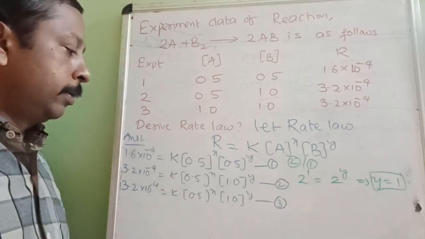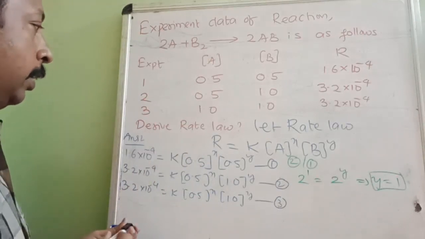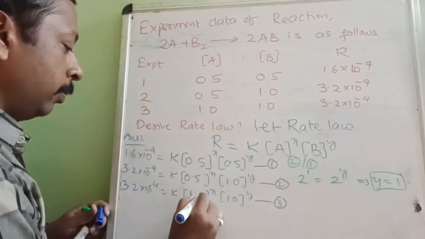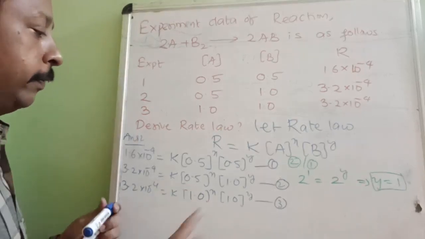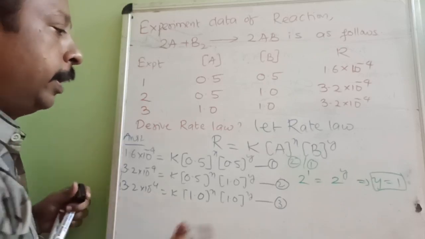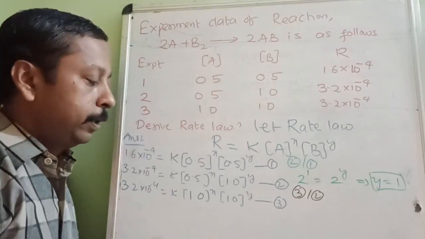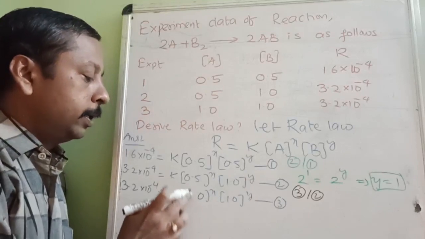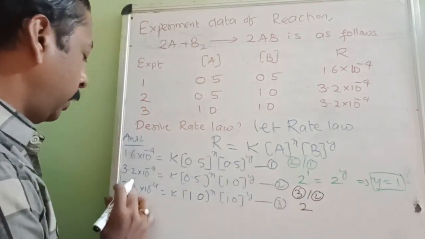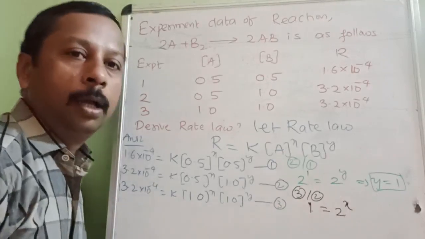But I think I have written some wrong values. Okay, here it is. In this place I should write it as 1.0. So here the y value is fixed, but the x value is changing. So when I divide equation 3 by equation 2, what will I get? 2 to the power of x on this side, and this side it is equal to 1.